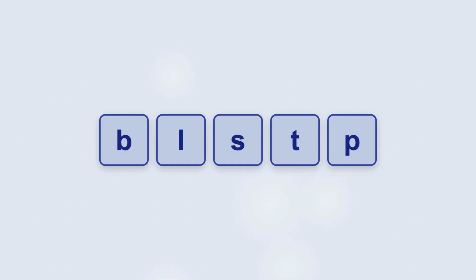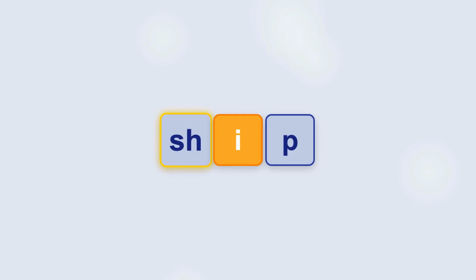Now, you might be thinking, wait, I've seen two consonants next to each other already, like S and H. That's different. Let's read this word. Let's touch and say each sound. Sh, i, p, ship. Okay, how many sounds in that word? That's right, 3. We've got 3 tiles.